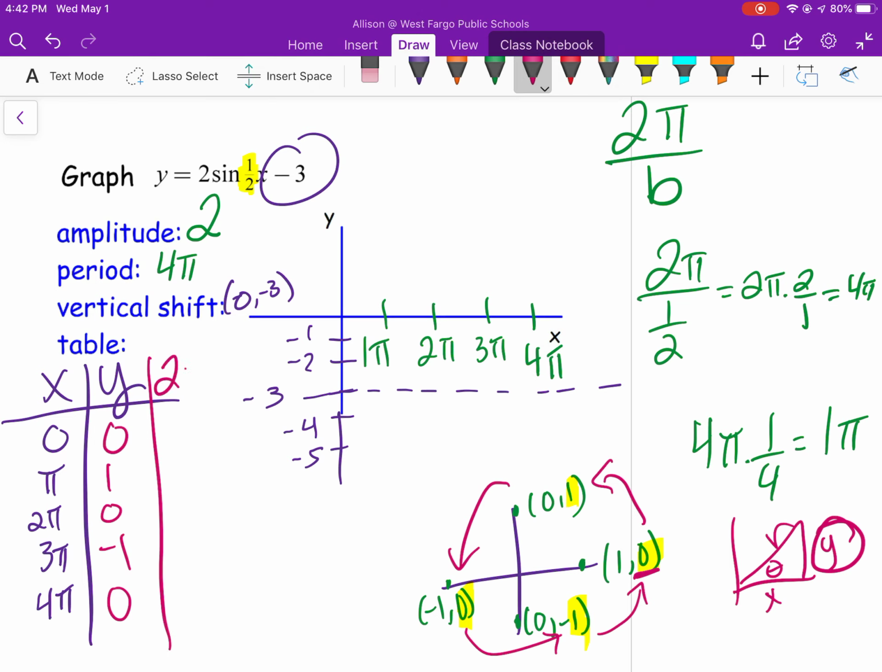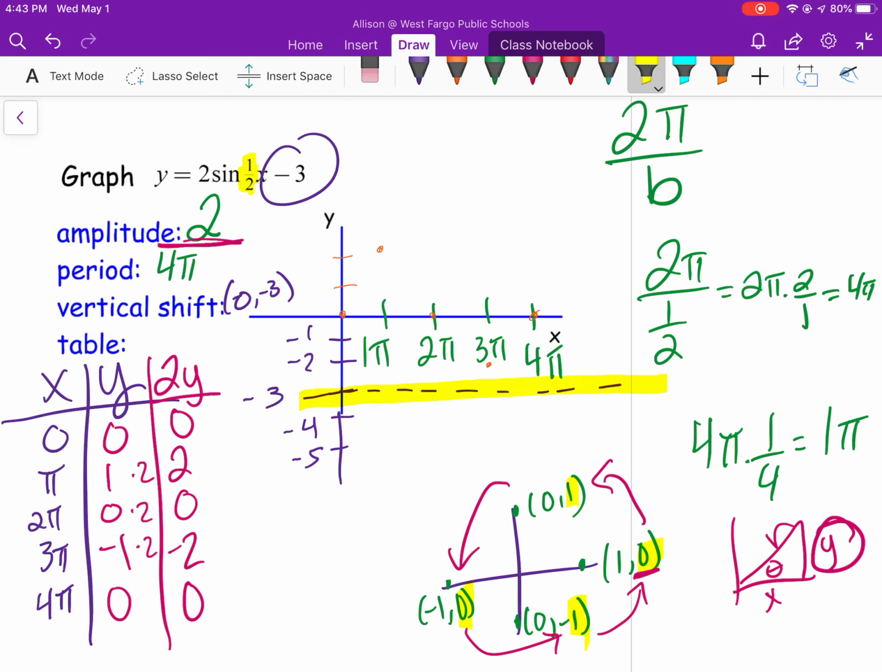And this time I do need an A times y column for my parent function table because my amplitude is 2. So multiplying everything in this column by 2, I get 0, 2, 0, negative 2, 0. And then you can graph that. Now you could graph it up here and move each point down. So 0, 0, pi over 2, 2, pi, 0, 3 pi over 2, negative 2, 2 pi, 0, and then move each point down. Or you graph from your shift.